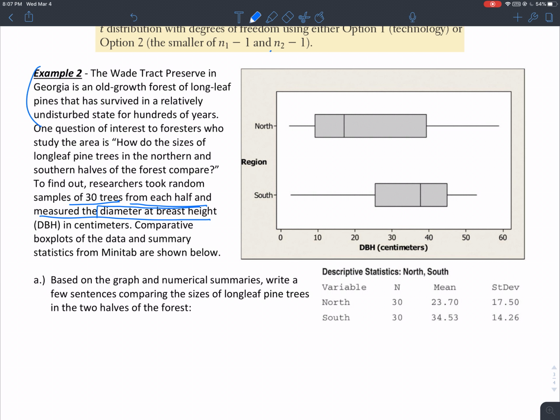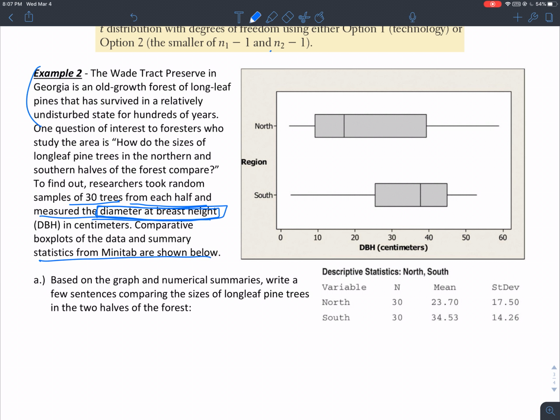Again, if you think about the logistics of this, someone doing research, what does diameter at breast height mean? How do you define that? Whose breast height are we talking about? This stuff is pretty complicated and technical, but they have some way of measuring the diameter of the tree at a specific height, what they're calling breast height. Okay, and comparative box plots of the data and summary statistics from Minitab are shown below.